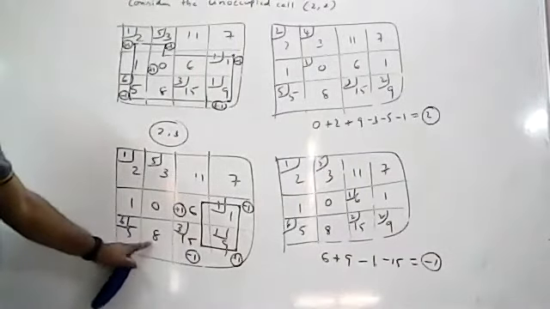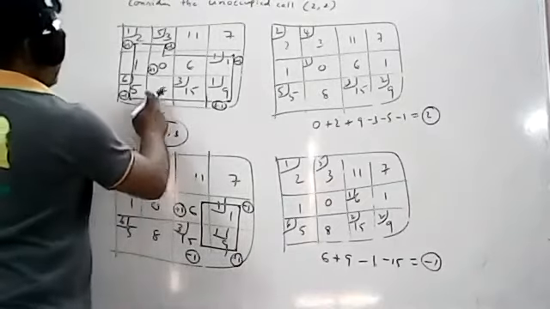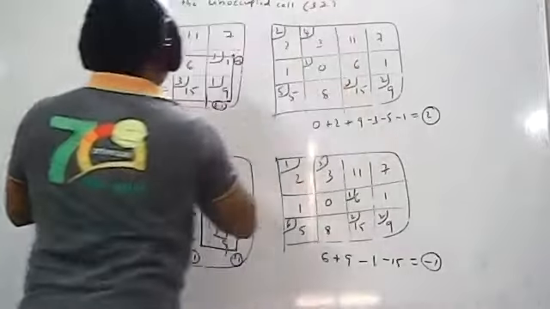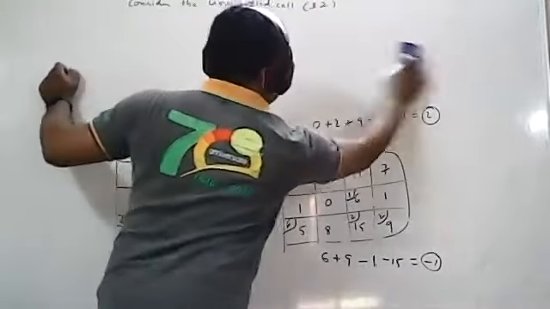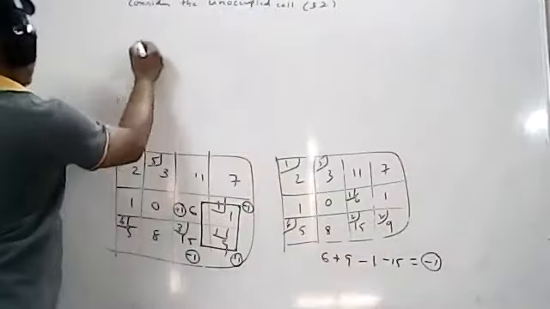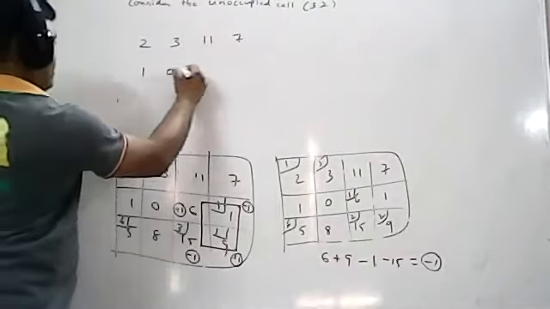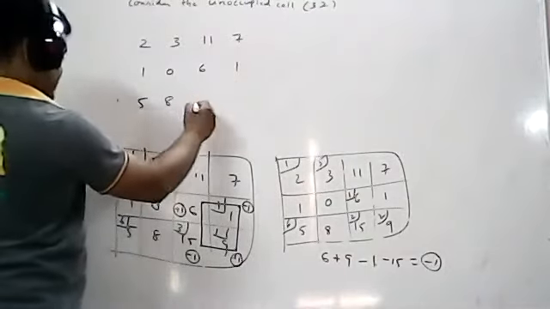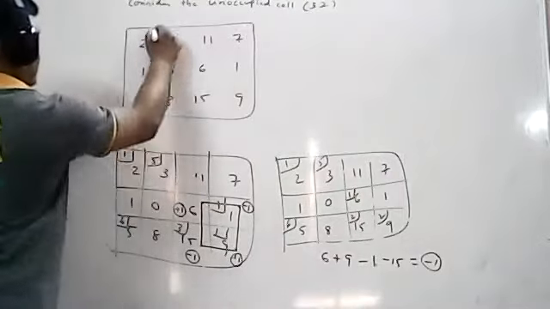Last occupied cell. What is the last unoccupied cell? The last unoccupied cell is this one. You can consider this one. What is the cell number? 3, 2. Consider and do it first. Last one is 3, 2. Just I will make it as first 2, 3, 11, 7, and then 1, 0, 6, 1, and then 5, 8, 15, 9.